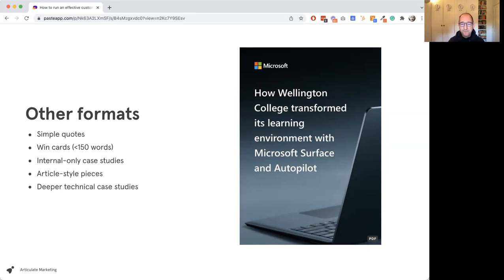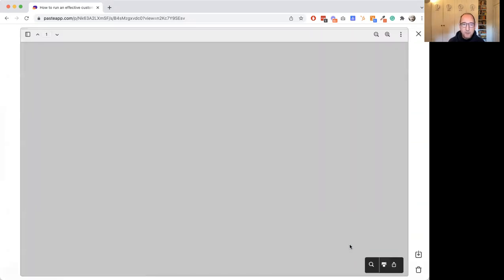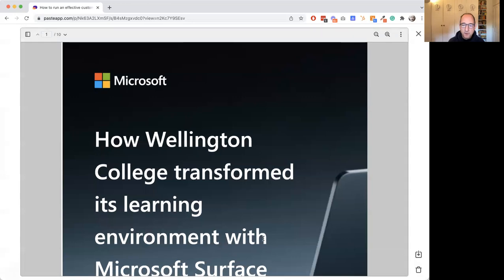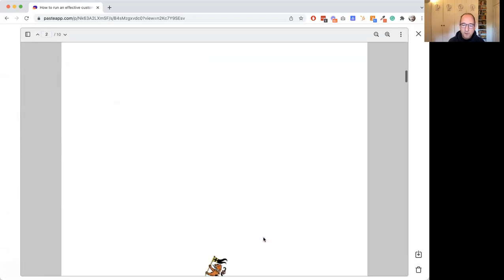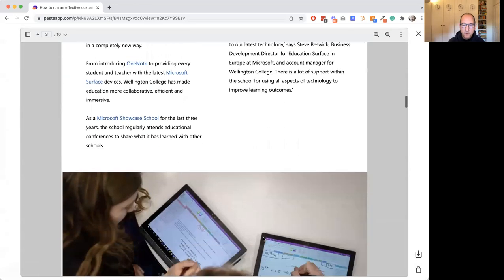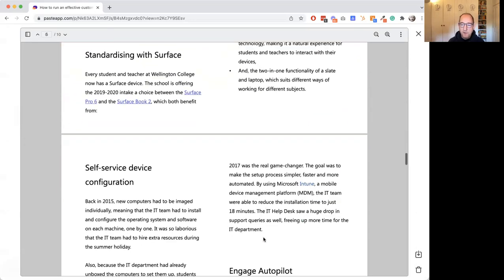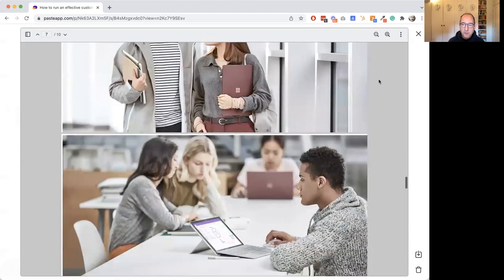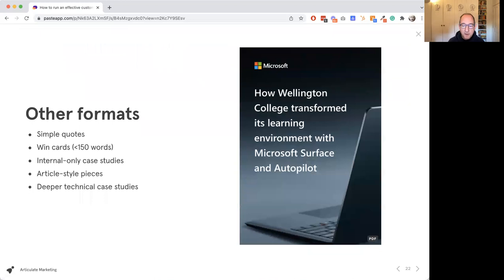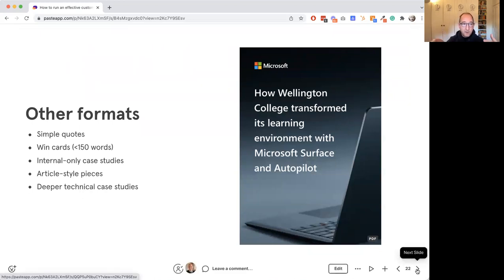And this example here, this Wellington College, is probably the best example of a really deeper technical case study that we've written. What we're doing here is actually talking about the technology that was used and the reference architecture and the solution and how it was deployed. So it's a little bit more white papery and a little bit less case study-ish. So I've put that in there and you can look at that. I'm going to share this video. I'm going to share the slides later.